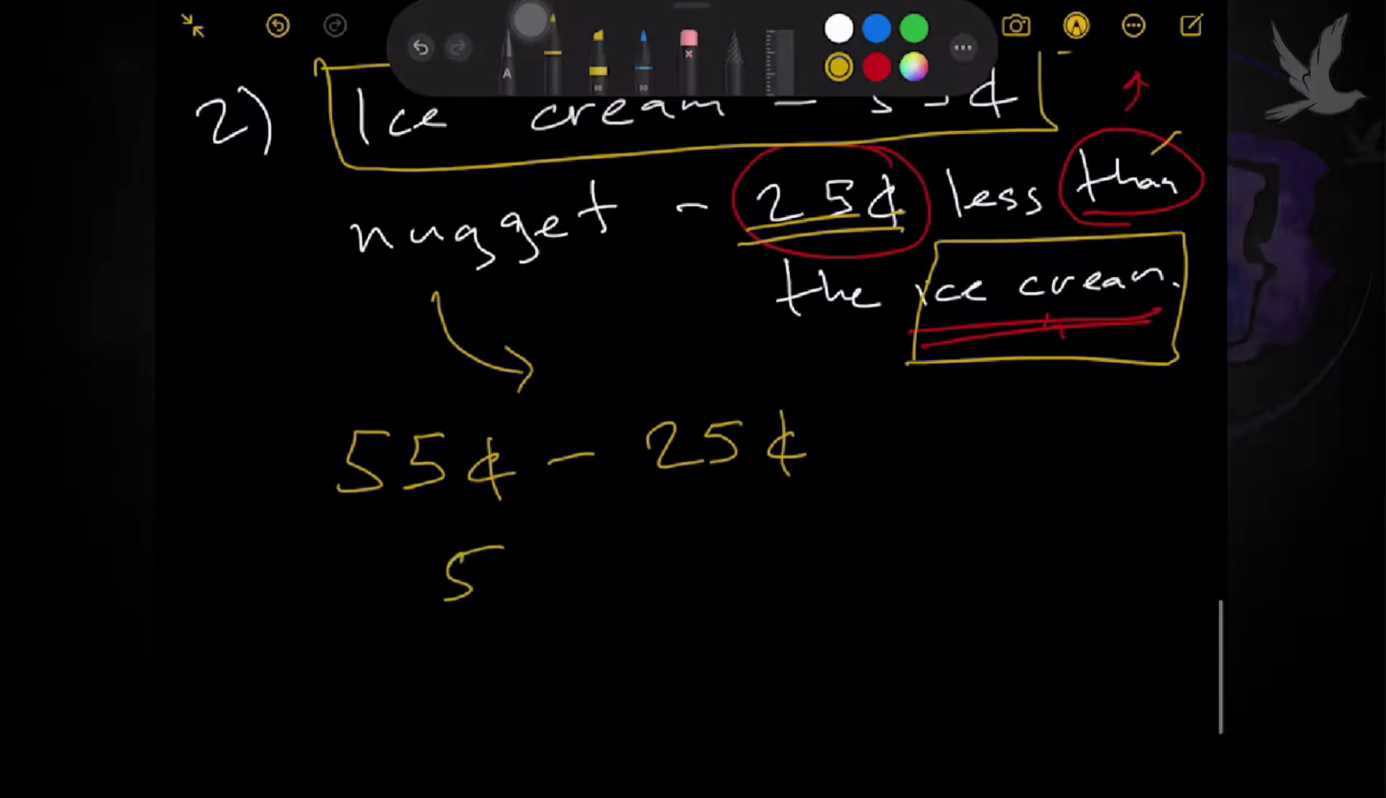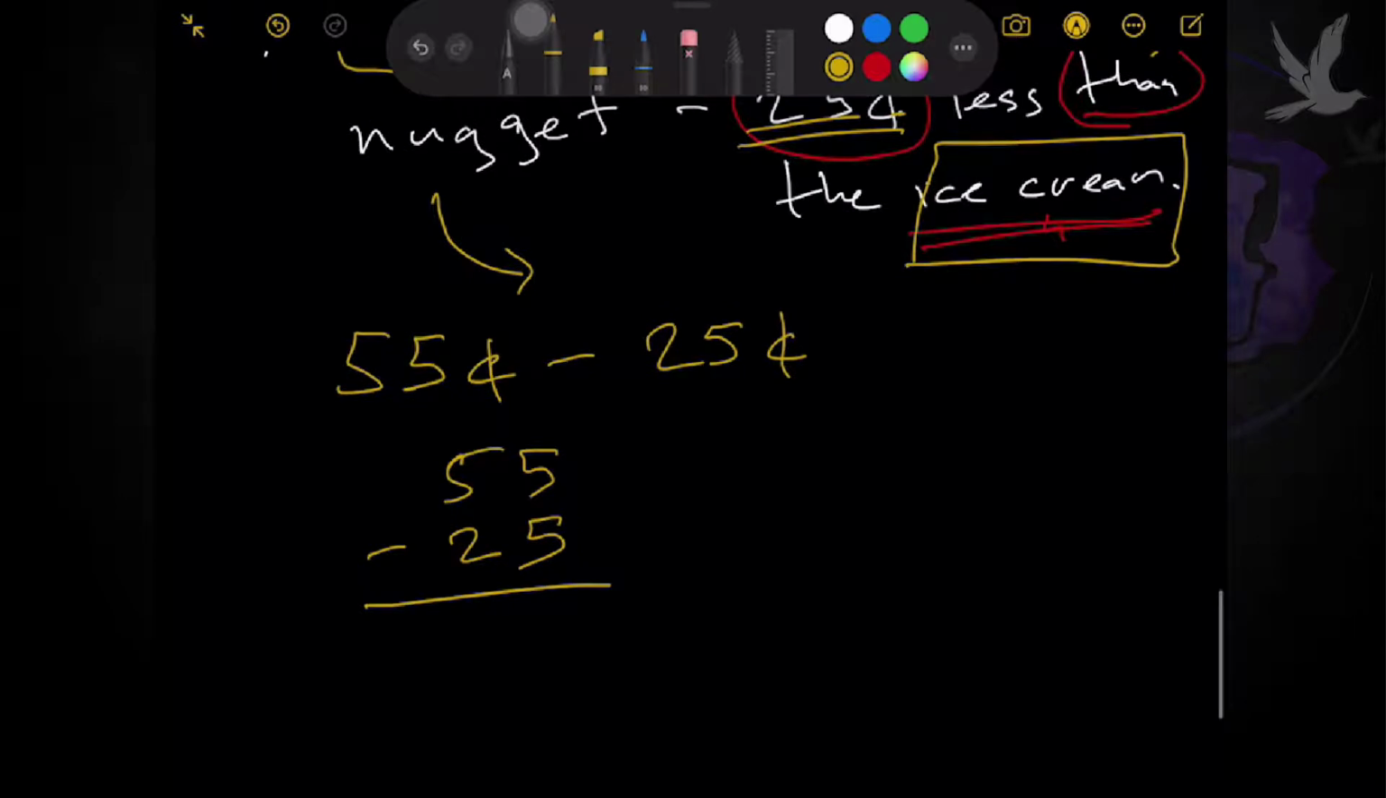So, line up nyo lang. 55 minus 25. We have 5 minus 5, which will give us 0. 5 minus 2, which will give us 3. So, which means the final price of the nugget is 30 cents. Okay.